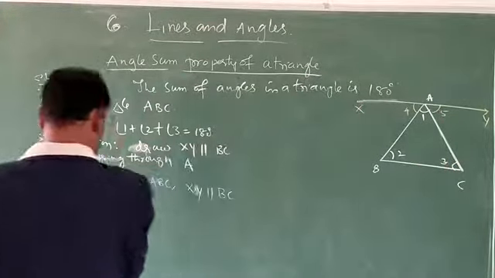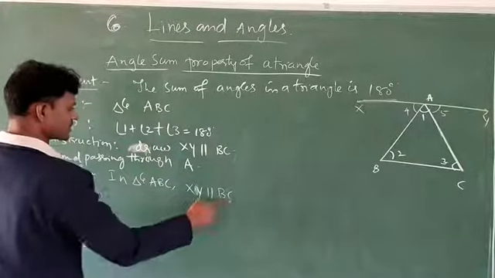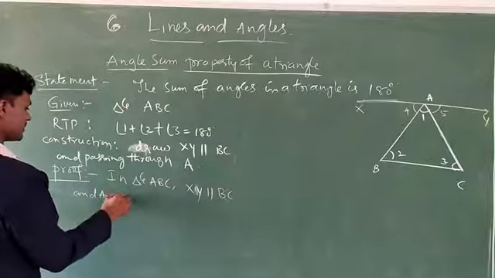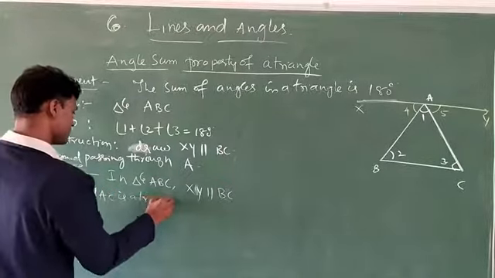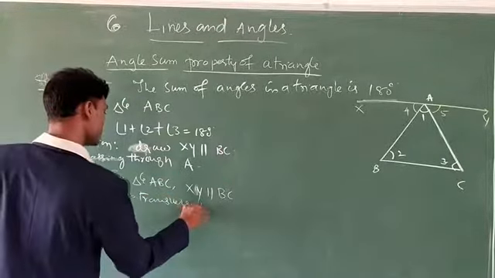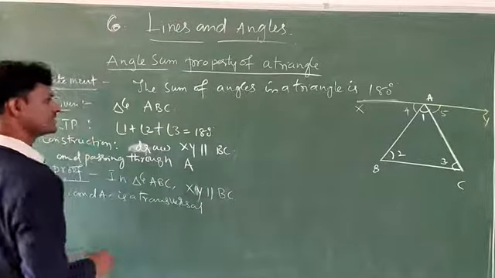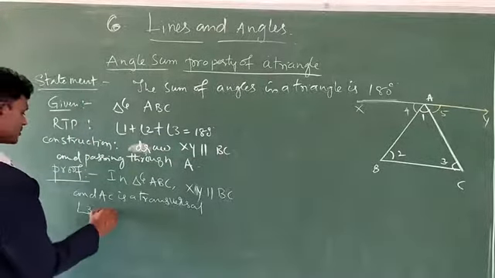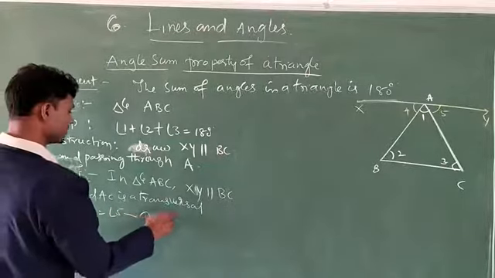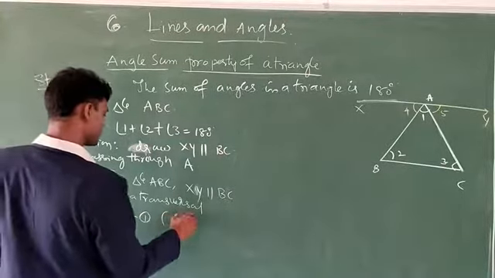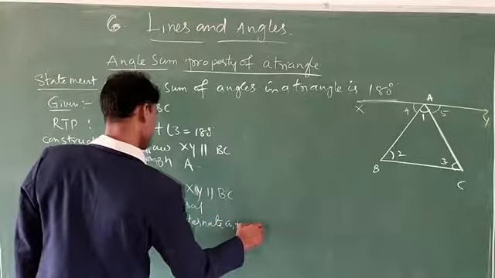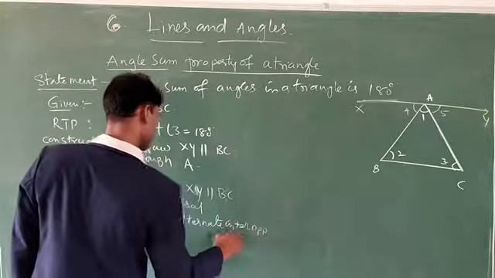Now you can write here in triangle ABC, XY is parallel to BC and AC is a transversal line. Then angle 3 is equal to angle 5. This is 1. Here alternate interior opposite angles are equal.